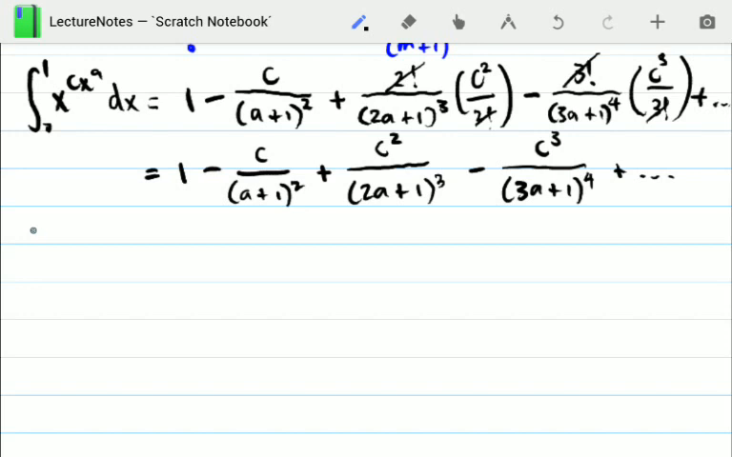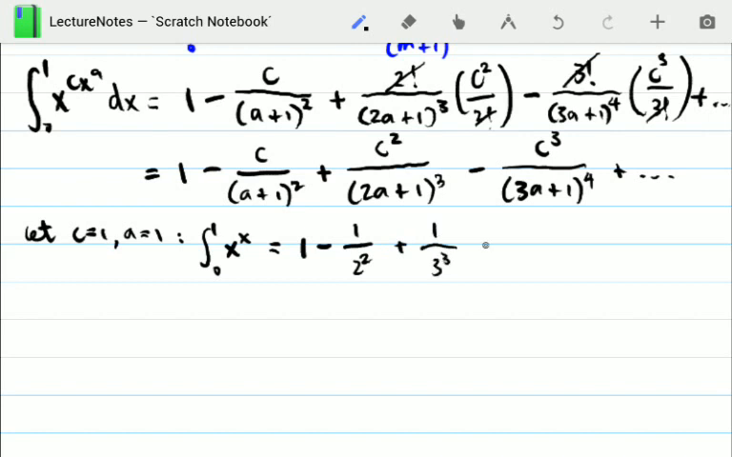So, for example, if you let c equals 1, a equals 1, you recover the definite integral of x to the x, right? C is 1, a is 1. But you know that it's just equal to this series, so you just substitute c equals 1, a equals 1. So what does that give you? You have 1 minus 1 over 2 squared plus 1 over 3 cubed minus 1 over 4 to the fourth. So that should be simple because c is 1, a is 1, okay, and so on. And you should see the pattern, okay?